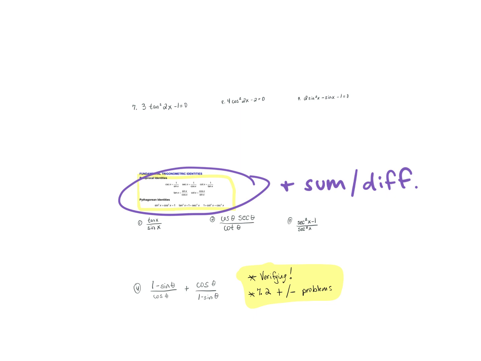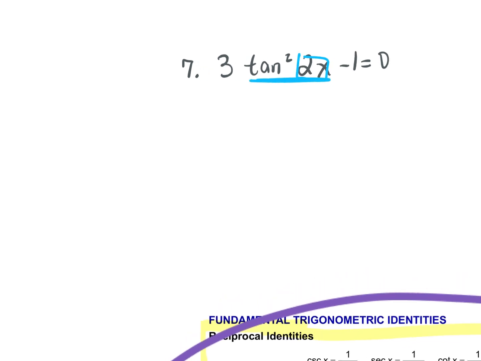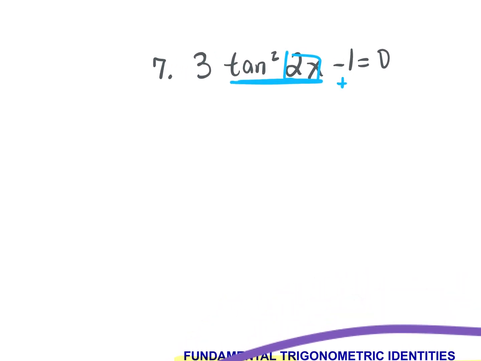So let's look at 7. So here we have a multiple angle because we have 2 times x. You'll either see it as 2 times x or 2 times theta, whatever your variable is in the trig function. That we save for last. So we want to isolate our trig function. So what would we need to do first? Add 1.